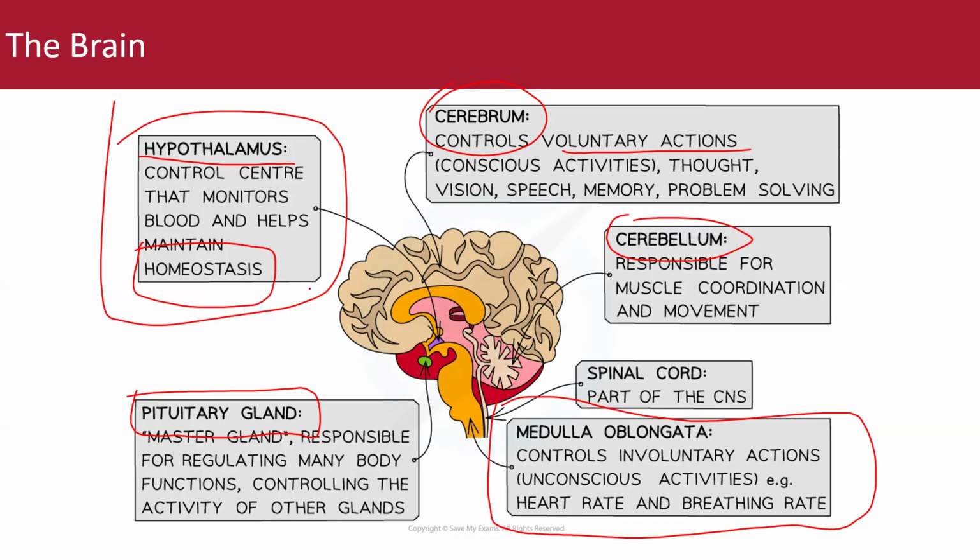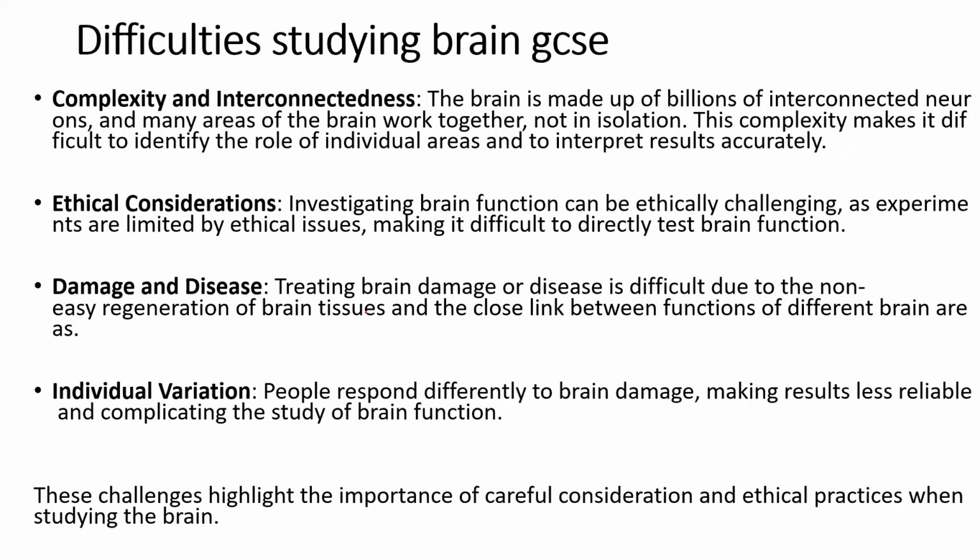Okay. Right. How do we study it? Now, there's a number of different ways in which we can study the brain. Or difficulties rather. So the difficulties are the fact that the brain is incredibly complex. Studying the brain is bad ethical wise, because is that the right thing to do? Studying the brain is difficult with people that have got damage and disease. And the brains of everybody are also very different.